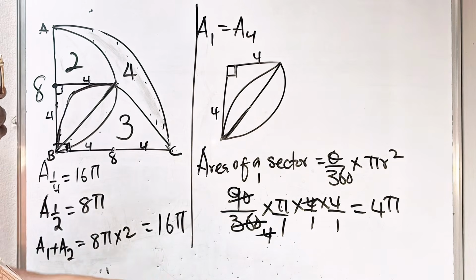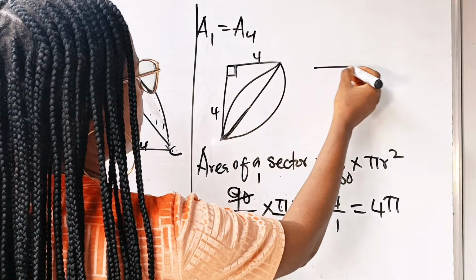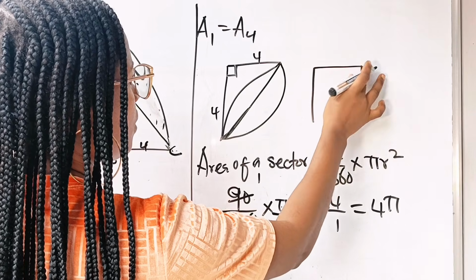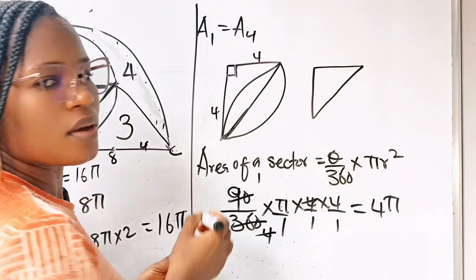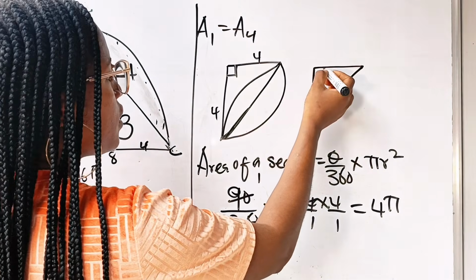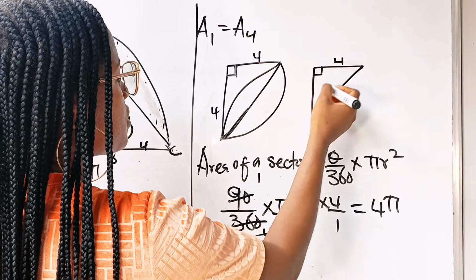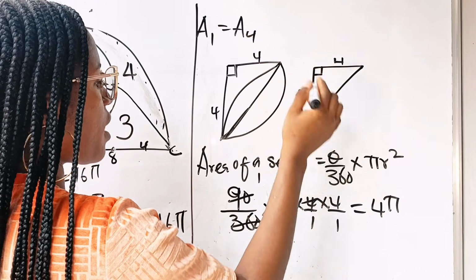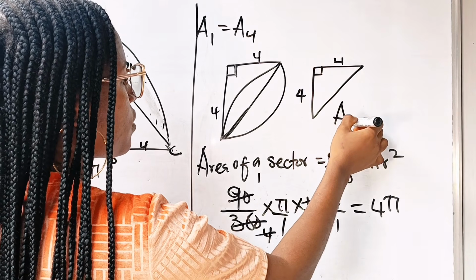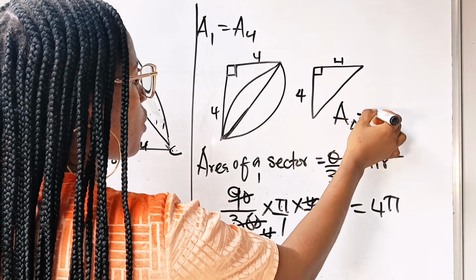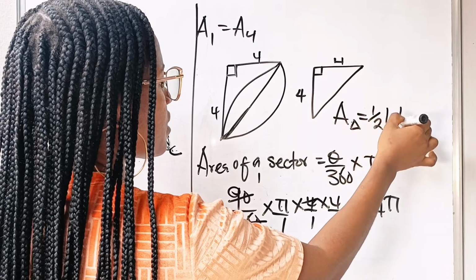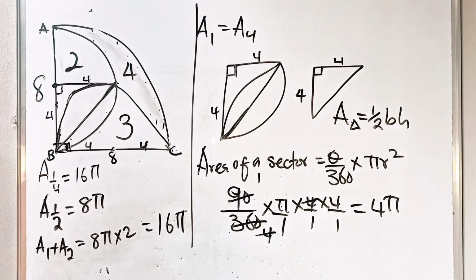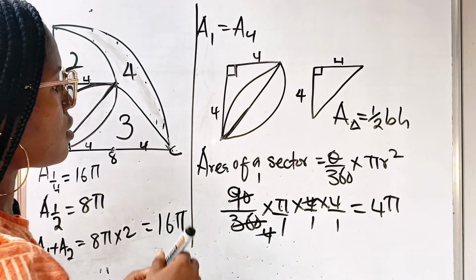Now there's a triangle inside here. This triangle, this is 90 degrees. This is 4, this is 4. Now the area of this triangle is equal to half base times height.